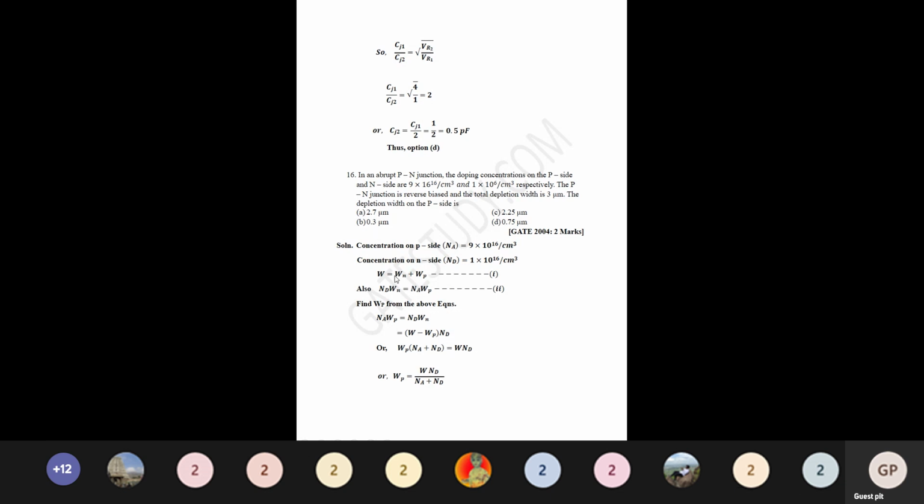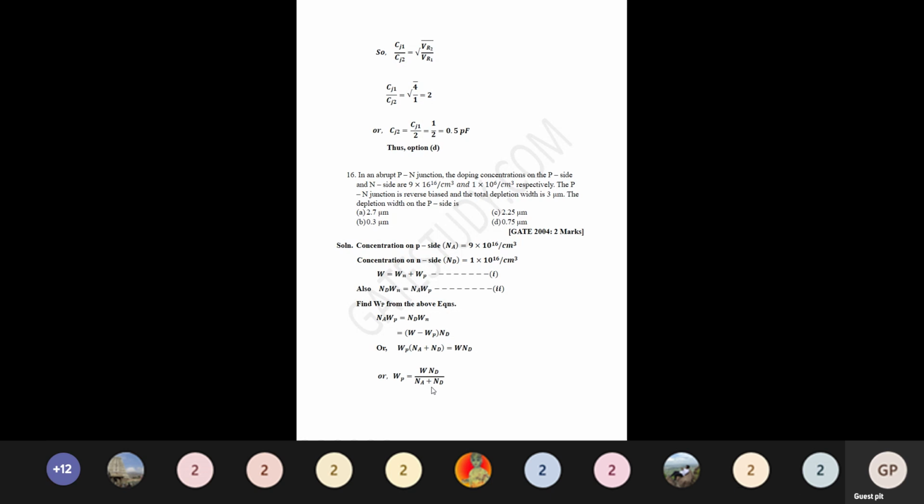This Wn can be written as W minus Wp from equation 1. So (W minus Wp) into Nd. The minus Wp Nd will go to the LHS side, and will be plus Wp Nd. Then you take Wp common outside, because here we have Wp Na. Wp of (Na plus Nd) is equal to WNd. Now Wp is equal to WNd by (Na plus Nd).